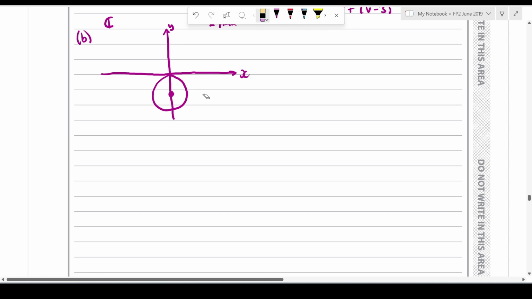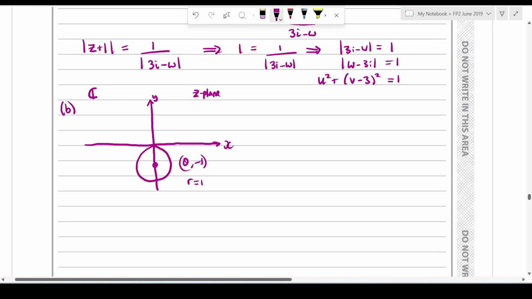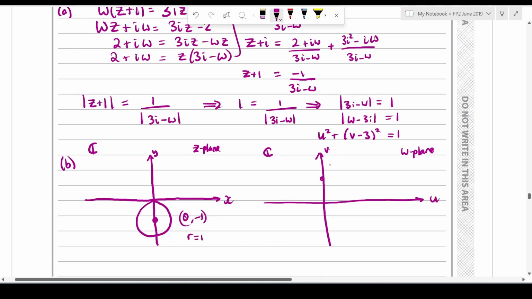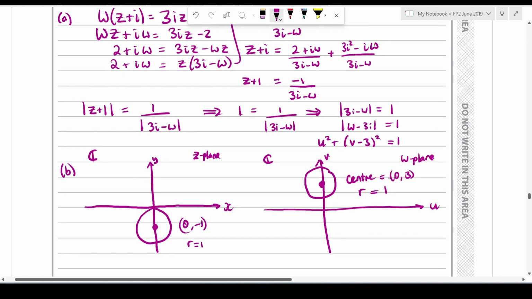Now think about the W plane. We think of the axes as U and V. Now thinking about the W plane, I like to make it clear it's a complex plane by just putting the complex set at the top. Then this circle, we've got X coordinate 0, Y coordinate plus 3, and the radius is 1. So we're going to have a circle, something like that. The centre is going to be 0, 3, and the radius is still 1. And that's it.